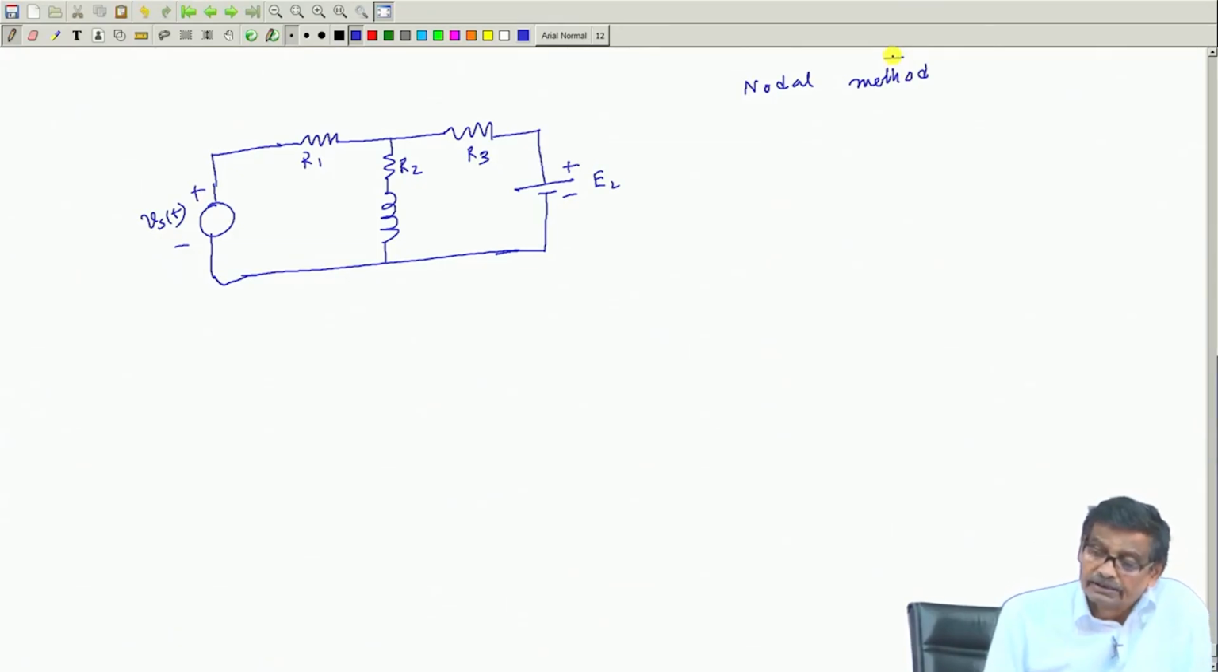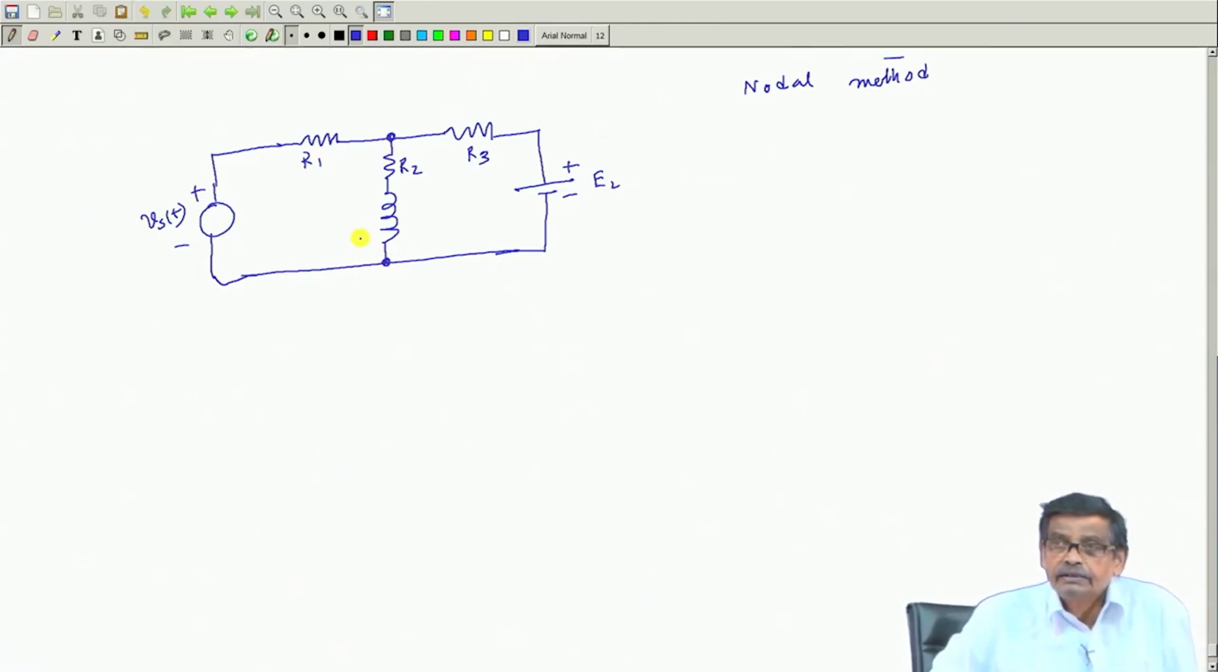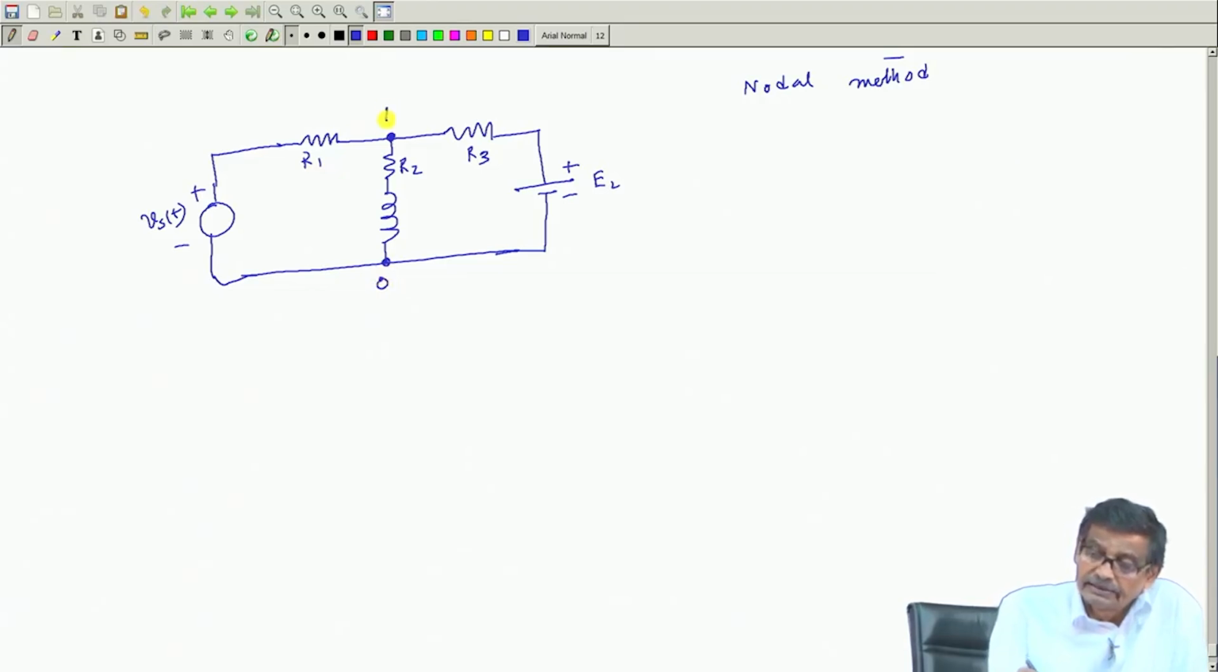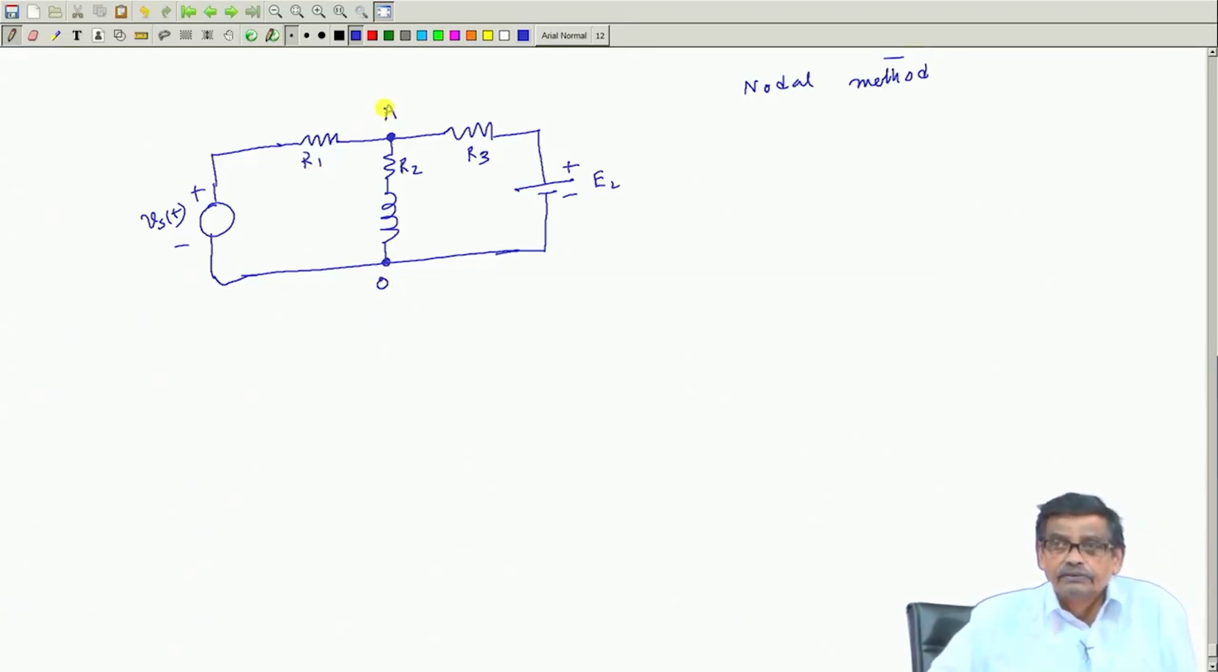Now, in the nodal method, how many nodes are there? I have to first identify. These are the two nodes where 3 ends of 3 elements have been joined. This is also a node, because the current in this branch is the same. And one of them you choose as the reference node and this as the other node. And this is suppose L.